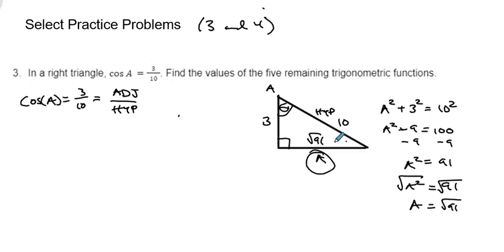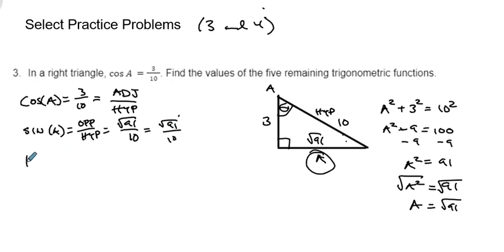And so now that I know that, I can go ahead and find the remainder of my measures. So we've got sine of A, so that's going to be the opposite over the hypotenuse, okay? Excuse me. So the opposite is this A, which is what we just found. So it's going to be the square root of 91 over my hypotenuse, which is 10.